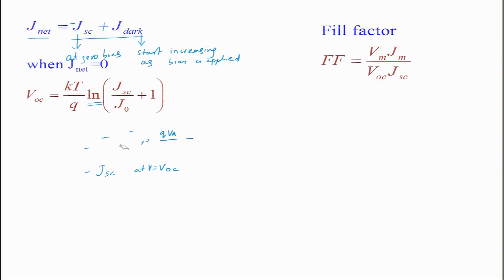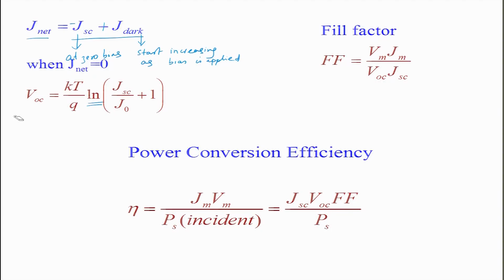And last but not the least, we will look at the power conversion efficiency. This power conversion efficiency is eta, which is Jm Vm divided by P incident. That is, the maximum power that you can extract from a solar cell divided by the incident power. Power extracted divided by power incident will give you the power conversion efficiency, which is nothing but JSC into VOC into fill factor divided by PS, which is the incident power.